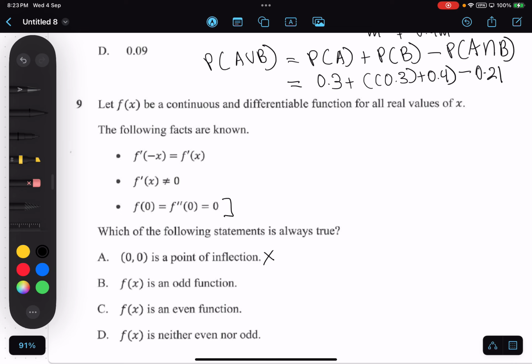Alright? So let's look at each of the 3 points. The first point says that f dash of negative x is equal to f dash of x. That means that it's an even function. The second point says that f dash of x is never equal to 0. That means there are no stationary points.